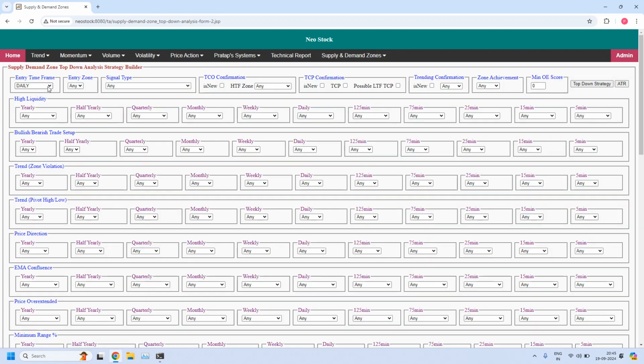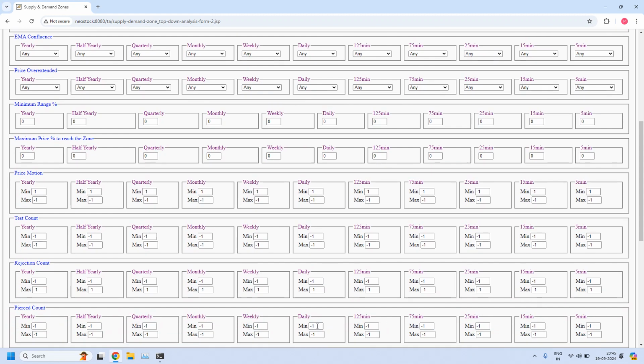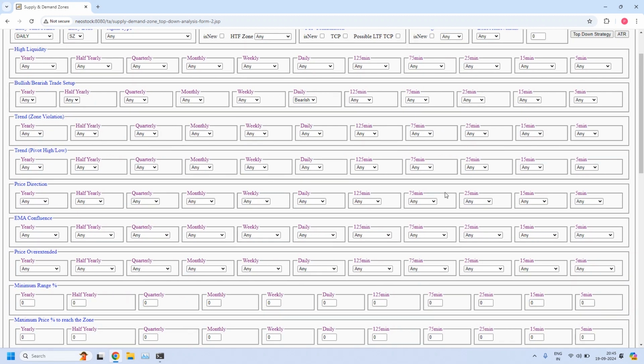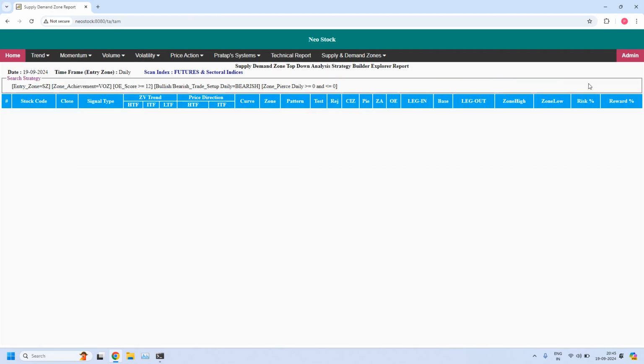Bearish trade setup for monthly income trade. Entry time frame is daily. Entry zone should be supply zone, and in the bullish or bearish trade setup at daily I am selecting bearish, and the daily supply zone should not be pierced. So in the pierced count at daily time frame I am setting minimum value 0, maximum value 0. Zone achievement should be violated opposing zone. Minimum odd enhanced score should be 12. All the 3 filters are applied to daily supply zone. Let's verify. So currently none of the stocks are supporting bearish trade setup for monthly income trade.